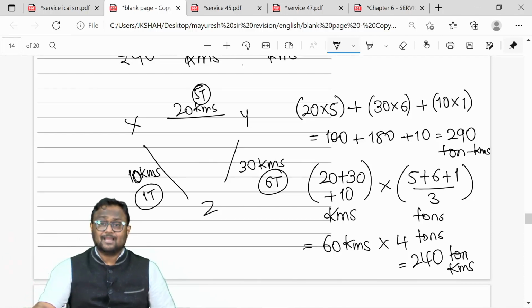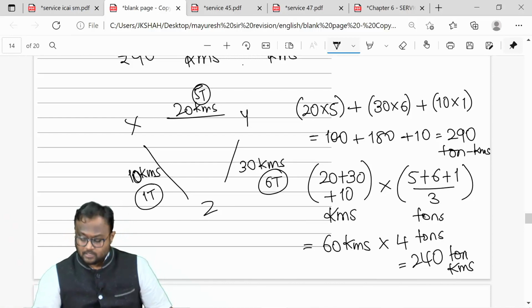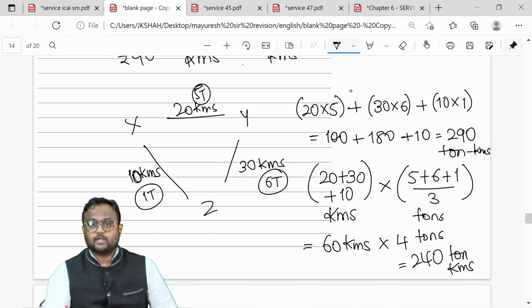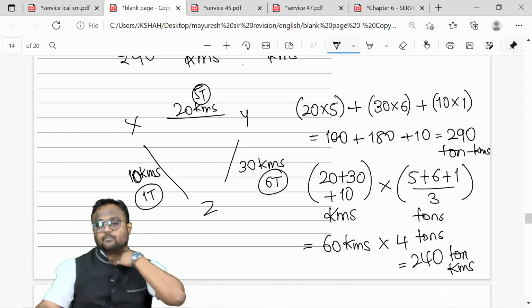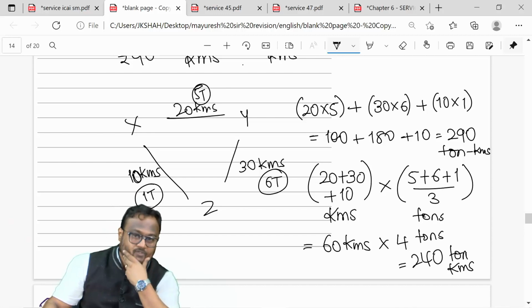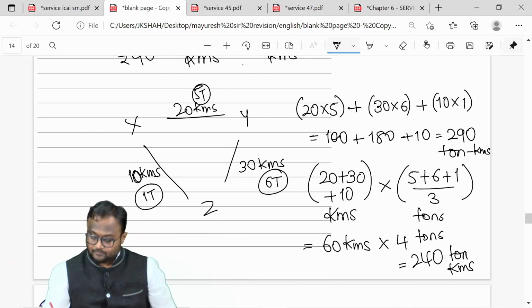But sir, the answer is not tallying. So who told you the answer should be the same? This is a weighted average, this is a simple average. The first one is accurate, the weighted average: distance into load. This is total kilometers multiplied by average load. So this is a simple average.